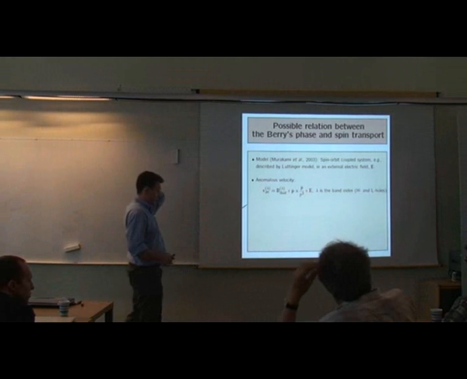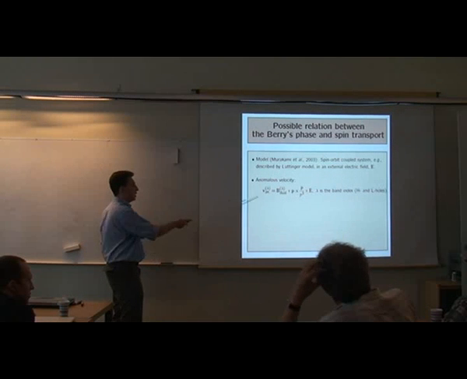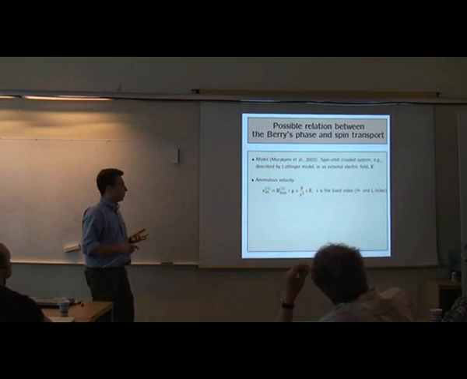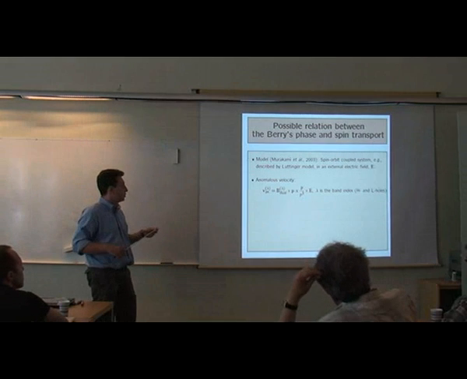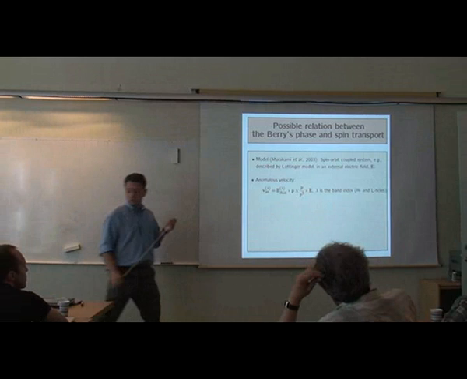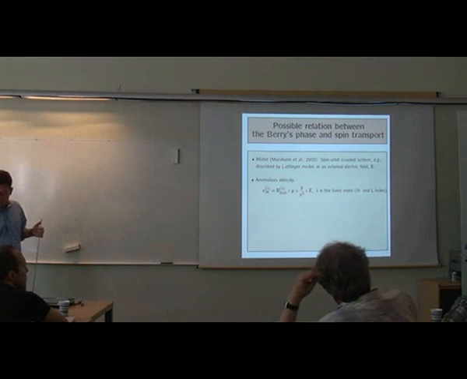And they realized also that in spin orbit coupled systems, the bands actually are built out of different spin states, and so they have different spin structures, and so the existence of this anomalous velocity will lead to some spin-dependent effects and, well, spin accumulation.